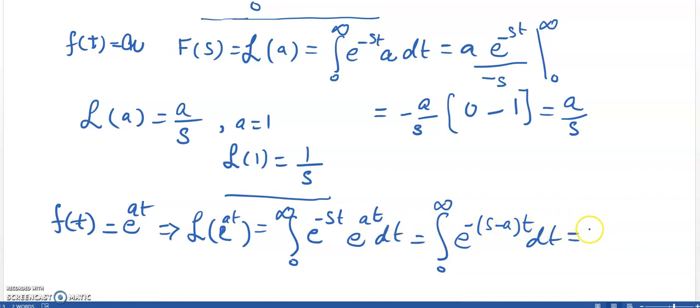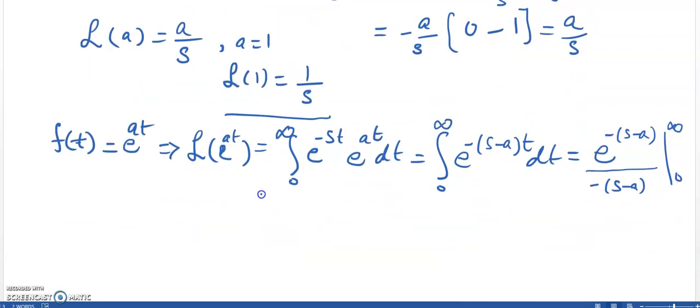Its integral will be e power minus s minus a times t, divided by minus s minus a, with integration limits infinity and 0. Now how do these limits come out? We have this minus s minus a, and here t will be the variable.